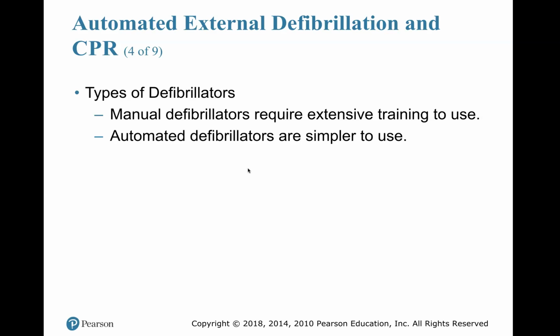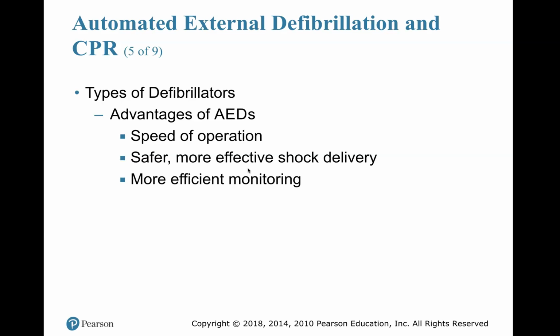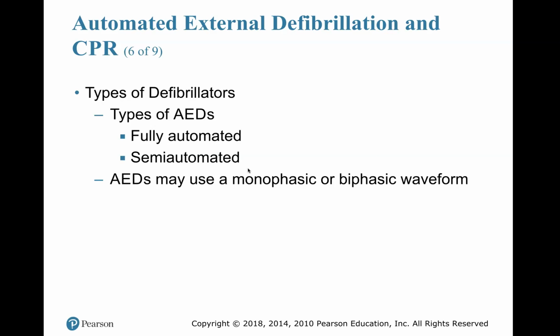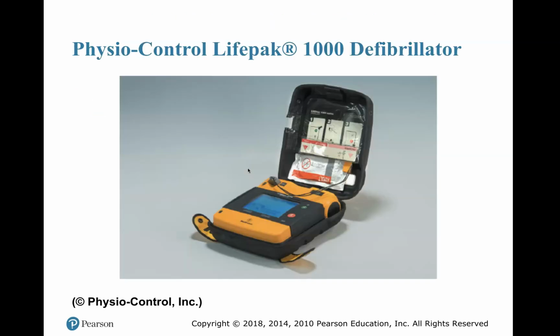Types of defibrillators. Manual defibrillators require extensive training to use. Automated defibrillators are simpler to use. The advantages of AEDs are the speed of operation, safer, more effective shock delivery, and more efficient monitoring. Types of AEDs: fully automated and semi-automated. AEDs may use a monophasic or biphasic waveform.